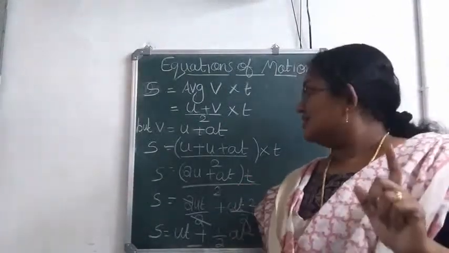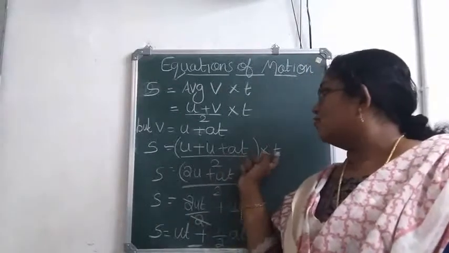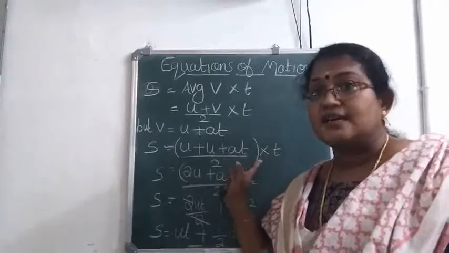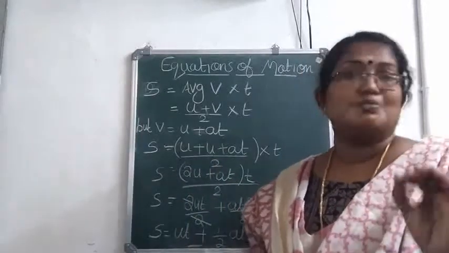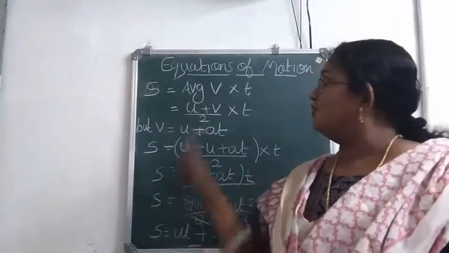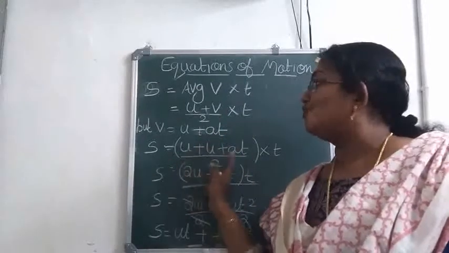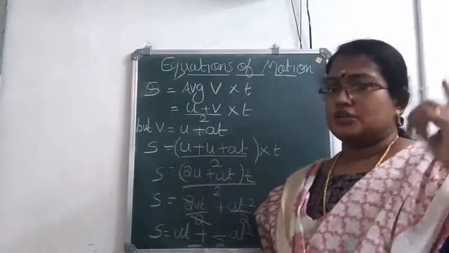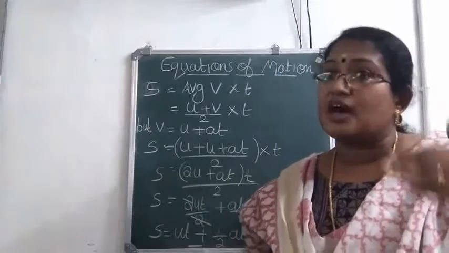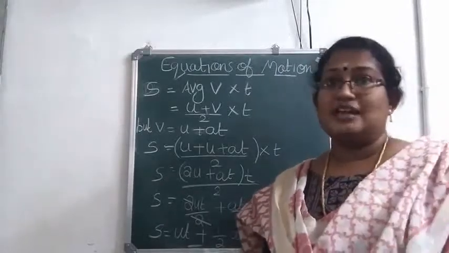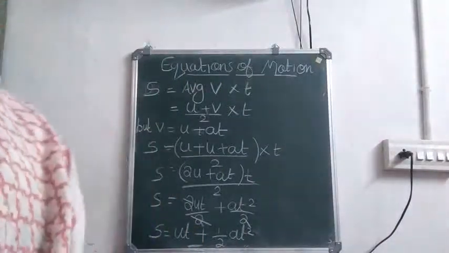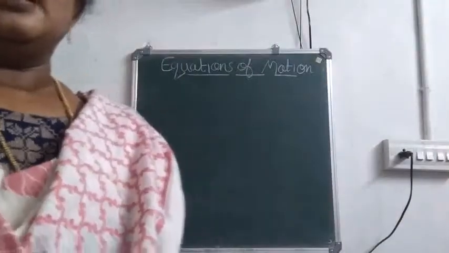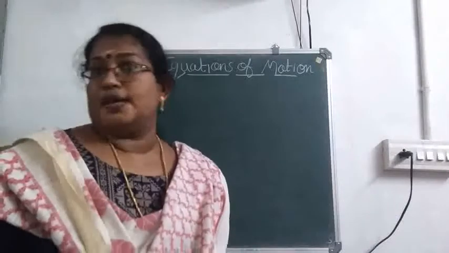Here there is a chance that you won't keep the T for both these terms, and that is how children usually lose marks. So be careful with this T. This T is common for both the terms. So listen to the video, then try to derive it by yourself. Then it will be thorough for you. Okay. So clear?